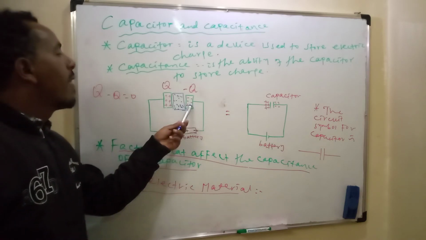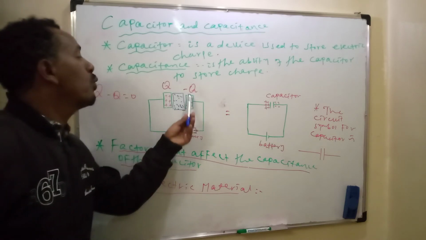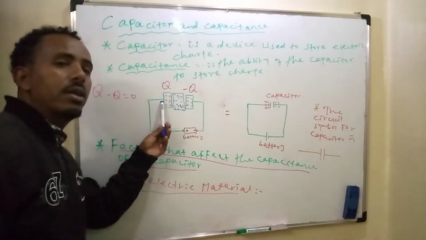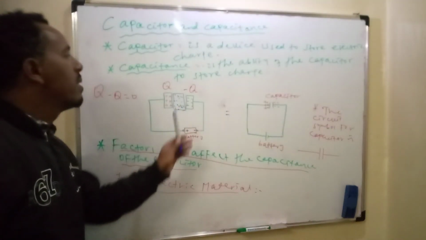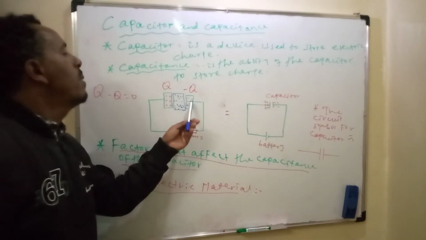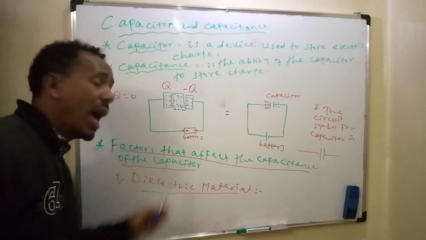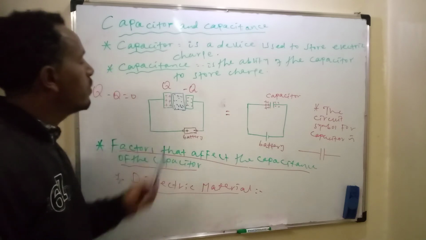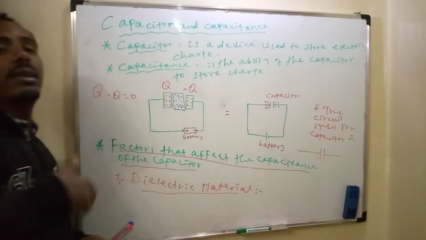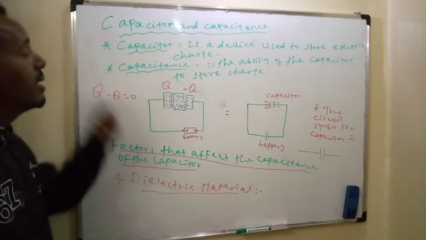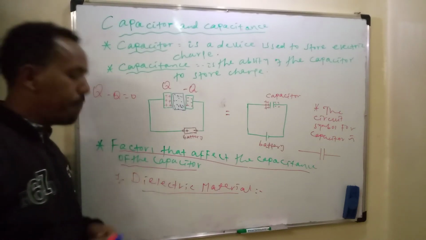Electrons cannot escape from this plate to the second plate, from the negative plate to the positive plate. It is impossible for the electrons to escape from the negatively charged plate towards the positively charged plate. Because of this, inserting dielectric materials between the two plates can increase the capacitance of the capacitor.